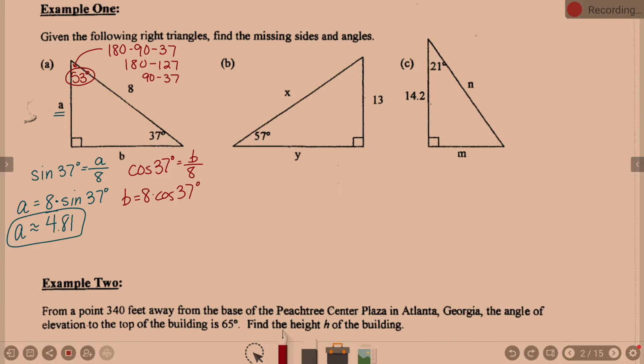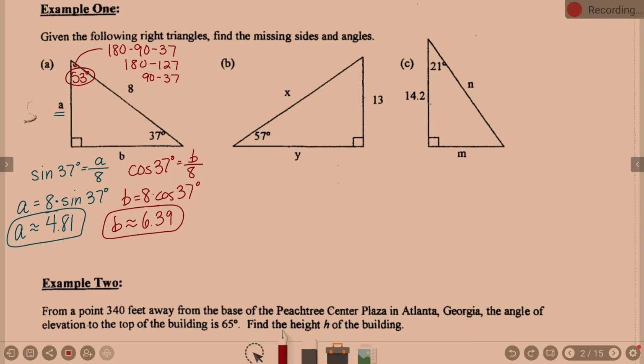As long as you know what you're doing, I don't care how you enter your calculator. On paper, you're always going to see me multiply that 8 out front, so it doesn't get confused with the 37. Did we get an answer? Yep. 6.39 is your rounded answer? Okay. Now, here's the deal. If you use Pythagorean theorem, your answer is very possibly going to be slightly off if you use a rounded answer of 4.81. If you use the full answer, it's going to be more accurate.